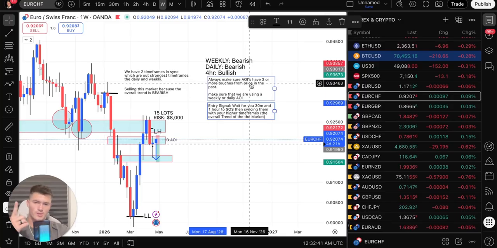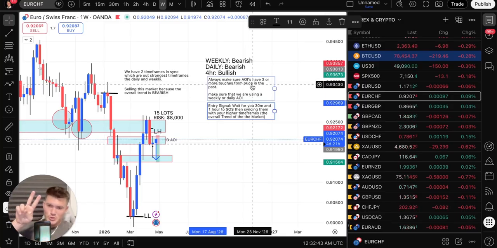So we've got the trend, we've got our area of interest, and we've got our entry signal. Now that we've got those, we can enter the trade with confidence, knowing, okay, this is the highest probability setup that I've got. Everything checks off. We've got a trend in our favor. We've got a strong area of interest. Price has already started to reject it.